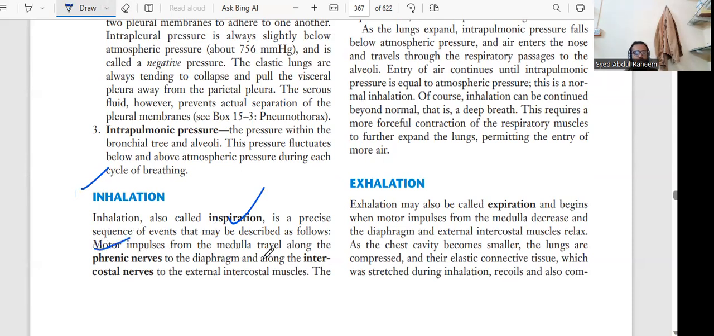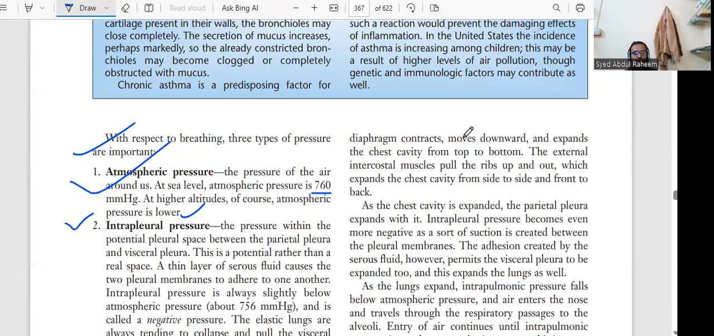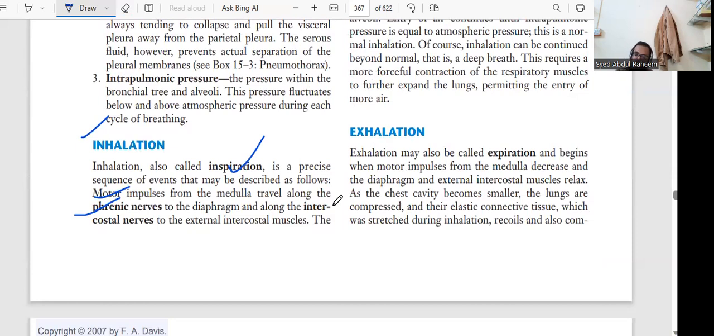Motor impulses from the medulla travel along the phrenic nerves to the diaphragm, and along the intercostal nerves to the external intercostal muscles. The diaphragm contracts, moves down and expands the chest cavity from top to bottom. The external intercostal muscles pull the ribs up and out, which expands the chest cavity from side to side and front to back.